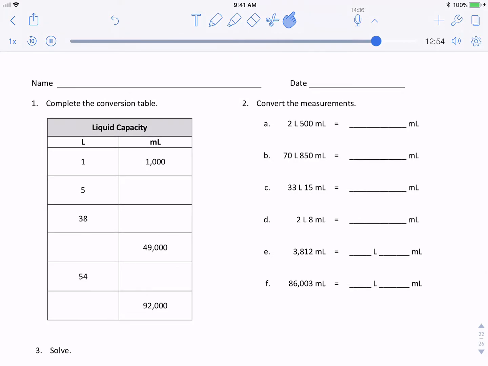Okay? This problem set looks a lot like your previous problem sets. Let's look at number 2A. 2 liters, 500 milliliters is the same as, well, remember 2 liters is the same as 2,000 milliliters, 500. So 2 liters, 500 milliliters is the same as 2,500 milliliters.